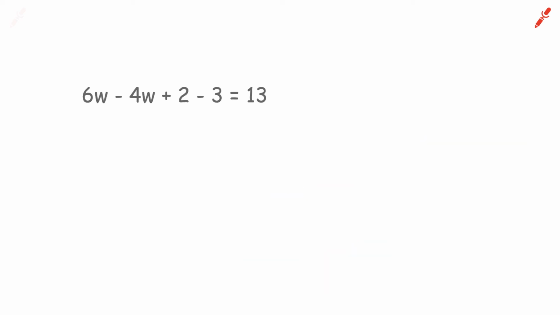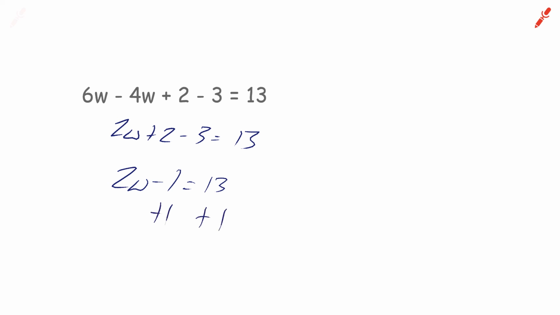Alright, now that you guys are back, let me go through and solve it real quick. You should have gotten 2w plus 2 minus 3 equals 13. 2w minus 1 equals 13. Very important, ladies and gentlemen. I can only do one thing in each step. I can only take one step at a time. Combining the w's is different than combining the constants, so please separate those out. Add 1 to both sides. 2w equals 14. W equals 7.